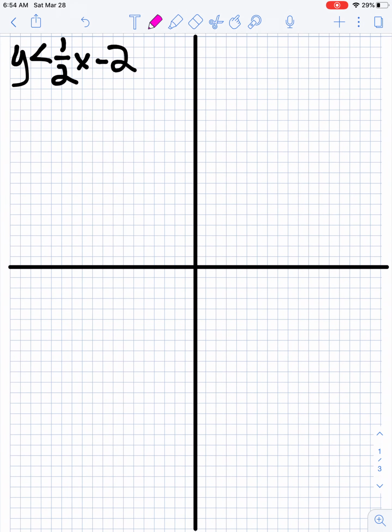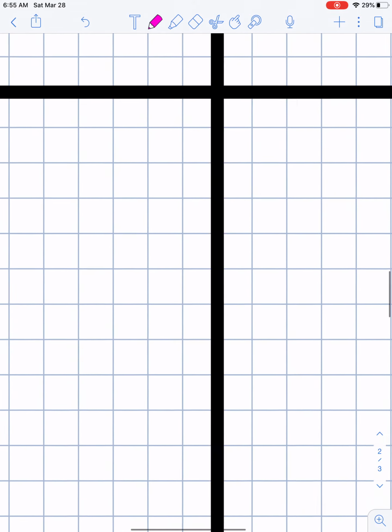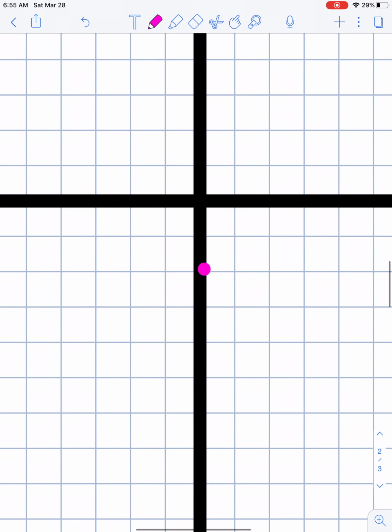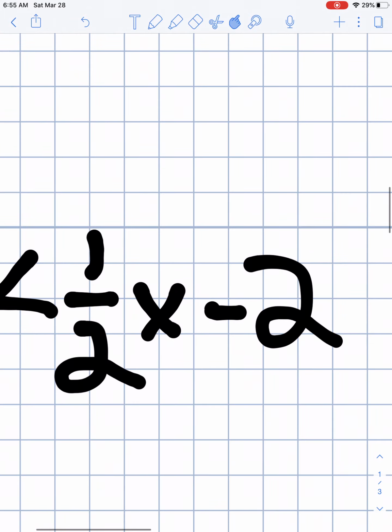All right, this is example number 2 of graphing a two-variable inequality. So the first thing we're going to do is graph it like it was an equation. So our y-intercept is -2. So that's right here. And our slope, if you recall, was 1/2.